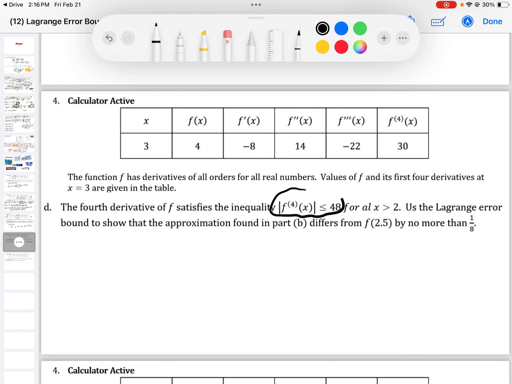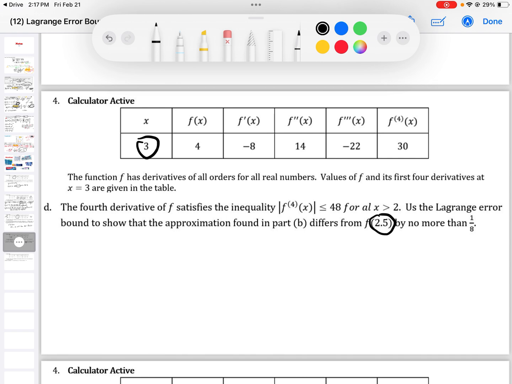The fourth derivative of f satisfies the inequality. So they're basically telling us the absolute maximum of that fourth derivative evaluated at x is 48. If they're telling you that, this is a Lagrange error-bound problem, and that's going to be part of what you plug in, even though we don't know what the fourth derivative is.